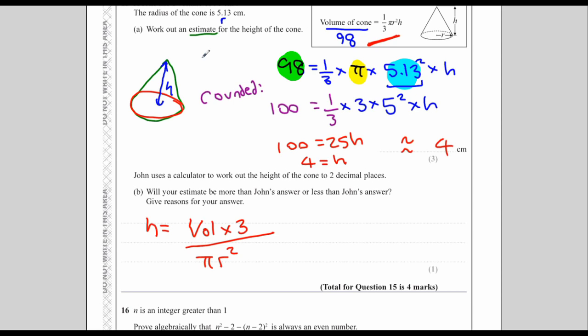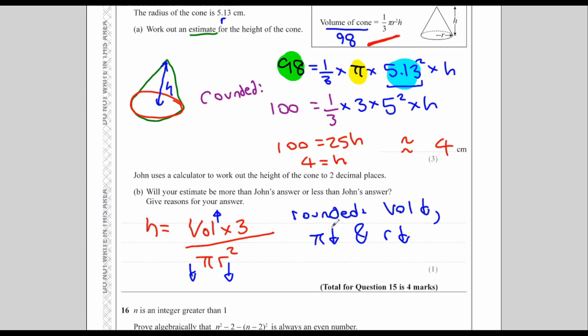Now, volume went up a bit, pi went down when we estimated 3 from 3.1415, etc. And r went down. Okay, so rounded, volume went down, pi went down, and r down.